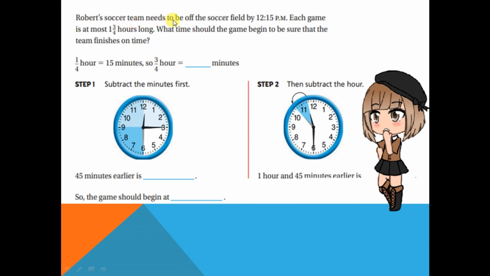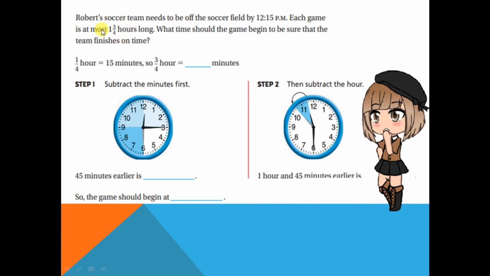Robert's soccer team needs to be off the soccer field by 12:15 p.m. Each game is at most 1.75 hours long. What time should the game begin to be sure that the team finishes on time? So in this case, I need to count the time back. I mean, I will subtract the time because he is giving me the ending time, not the starting time. So I will not add time, I will subtract. I will go back, go behind.